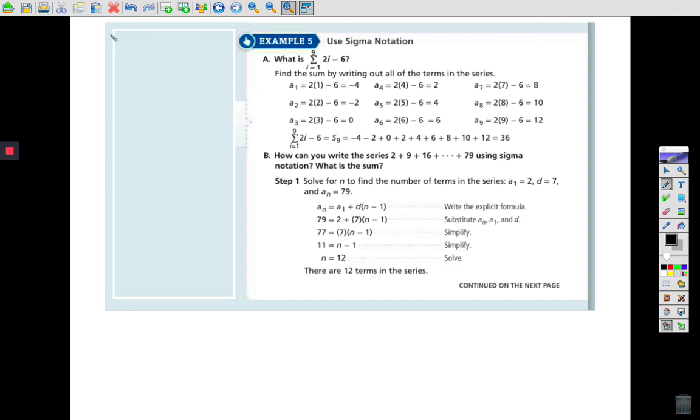All right, I'm going to just write the sigma notation, the summation over here. We've got this sigma. It says 9, so that means there's 9 total terms, and our first term is 1. And it even tells us that our equation is 2i minus 6.